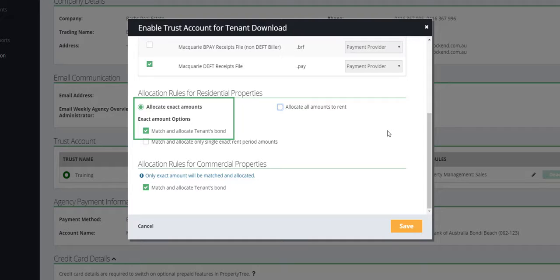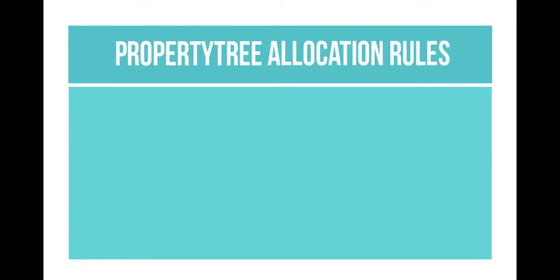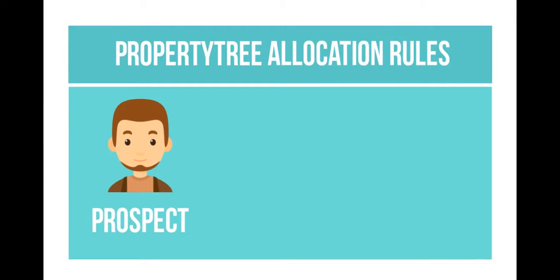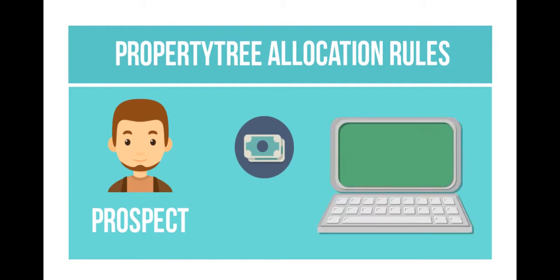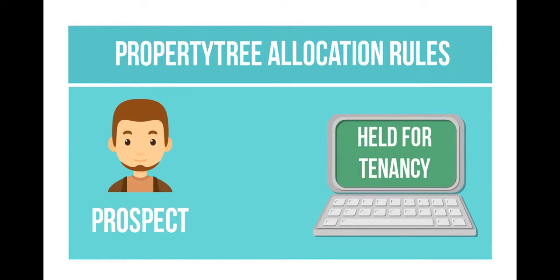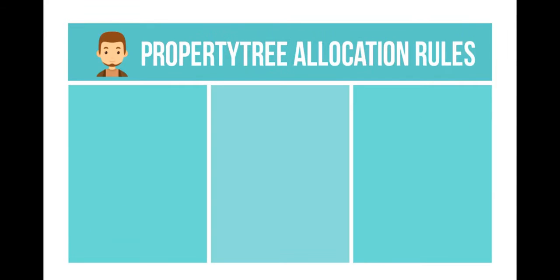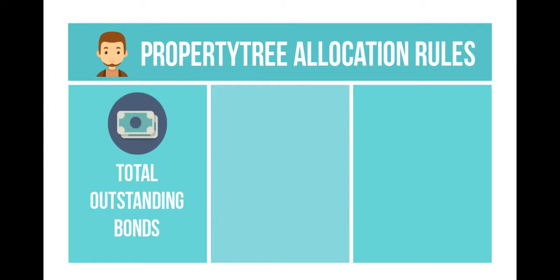If you select Allocate Exact Amounts and Match and Allocate Tenant's Bond, then PropertyTree determines how it receipts according to these rules. If the tenant is a prospect, then all received funds get receipted to the tenant's held for tenancy funds. For active tenants, if the tenant's bond hasn't yet been receipted, and PropertyTree receives exactly the total amount as the outstanding bond, then those funds are allocated to the tenant's bond. If you don't want PropertyTree to match and receipt tenant's bonds, don't select that option in configuration.